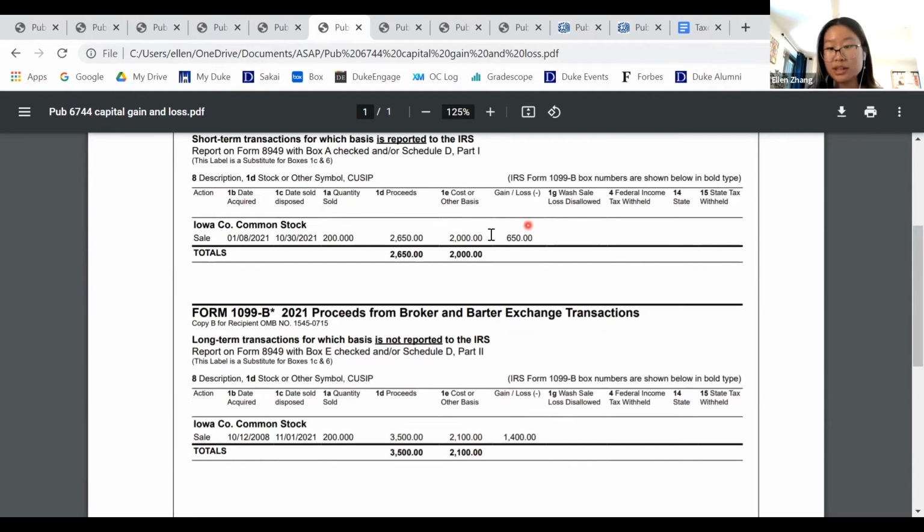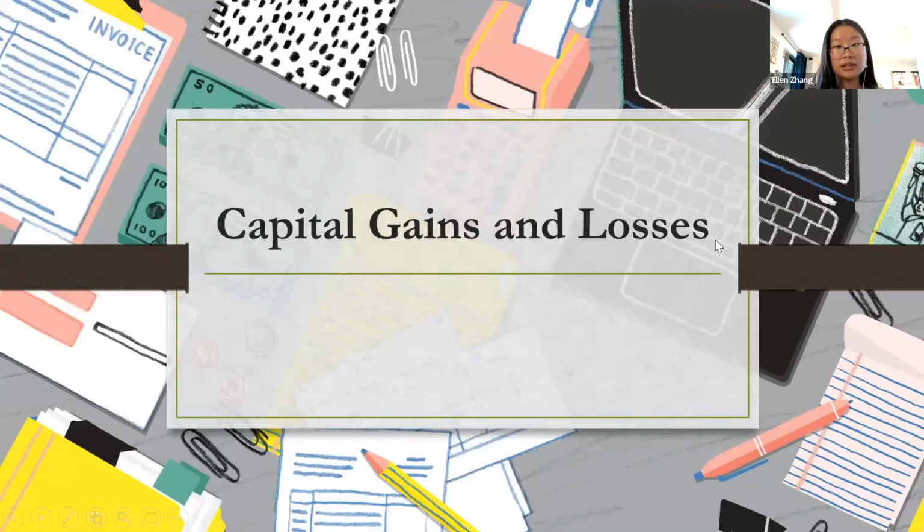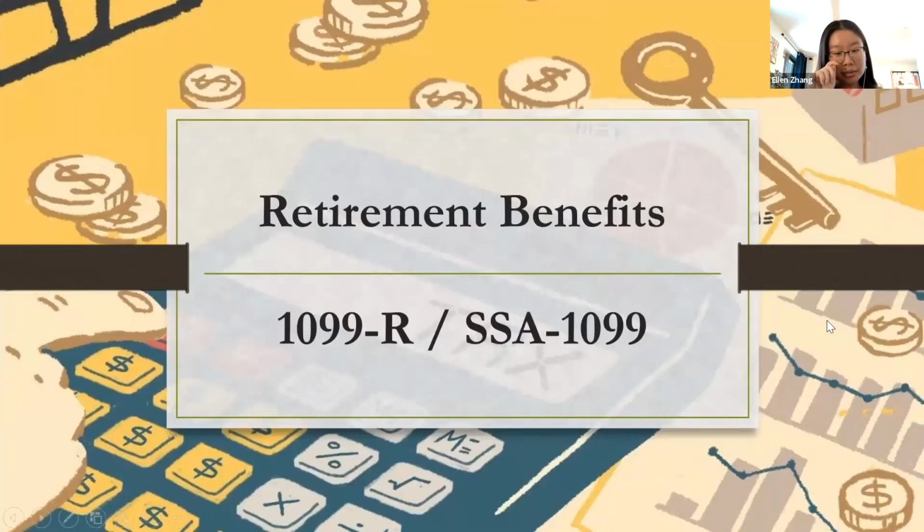And this person was lucky enough to have made gains on both of their stock trades. But if, for instance, you made a loss, a portion of that loss might be deductible from your income. And we'll talk a little bit more about that when we get into credits and deductions in lesson 3. Does anyone have any questions about this before I move on to retirement benefits? No questions, that's okay. So I'm just going to go ahead and move on to retirement benefits, which would be from a 1099-R or an SSA 1099.